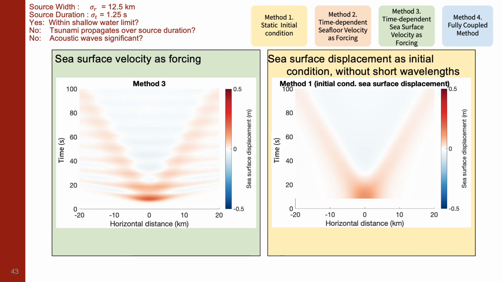Here we compare method 3 that uses sea surface velocity as forcing. In this method, it allows for the superposition of the earthquake and tsunami solutions, accurately accounting for acoustic wave generation. Based on scaling, we do expect acoustic waves to be significant, which are prominent in method 3.